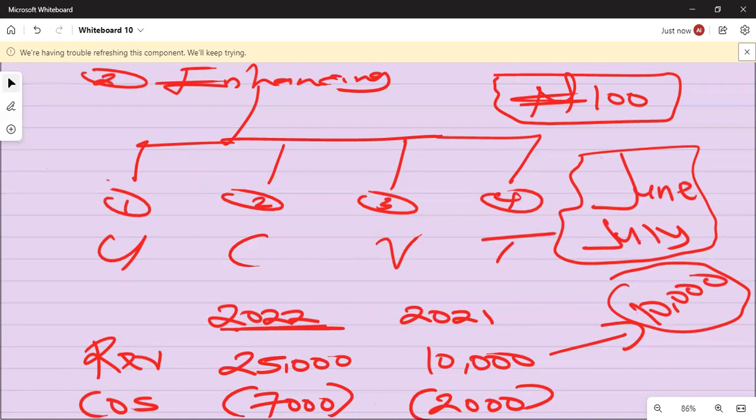So these are the enhancing characteristics of financial information. Understandability, don't forget understandability. This is comparability, this is verifiability, and this is also timeliness. We are still going to be talking about each of them as we move on. This is just a general overview class.